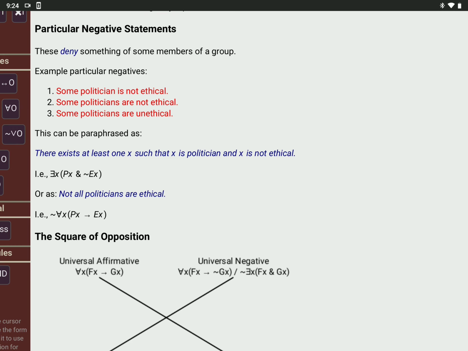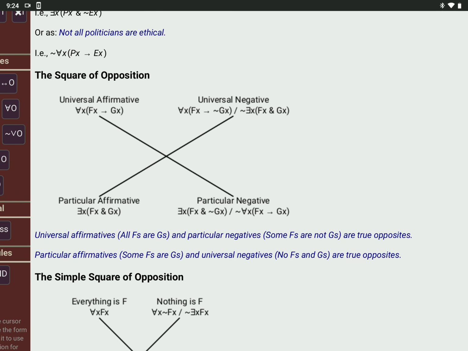But altogether, we get what's called the square of opposition. Universal affirmative, all F's are G's, for every value of x, if Fx, then Gx. Universal negative, no F's are G's, for all x, if Fx, then not Gx. Particular affirmative, there is an x, Fx, and Gx. Particular negative, there is an x, Fx, and not Gx.